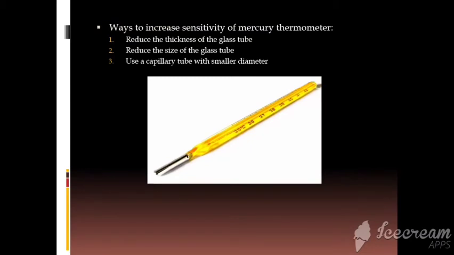Now, I'd like to share with you some ways to increase the sensitivity of a mercury thermometer. As shown on your screen, I have listed 3 tips. First, reduce the thickness of the glass tube. Second, reduce the size of the glass tube. Lastly, use a capillary tube with a smaller diameter.